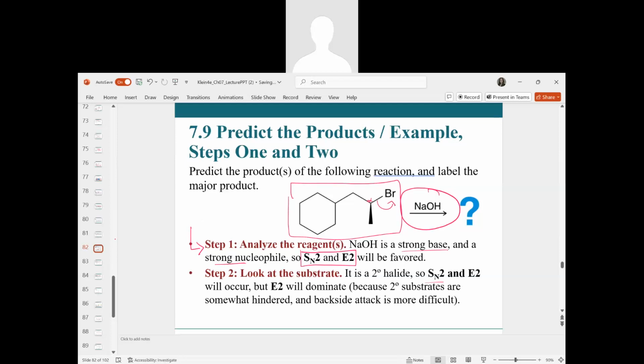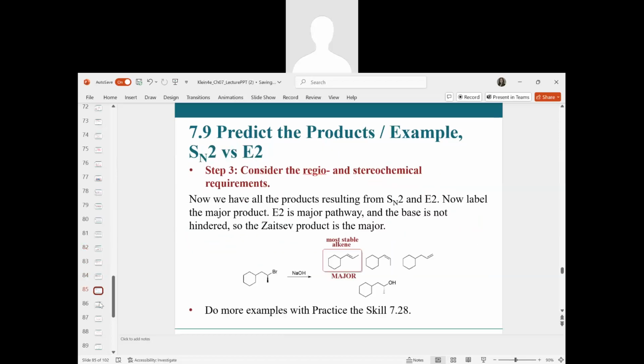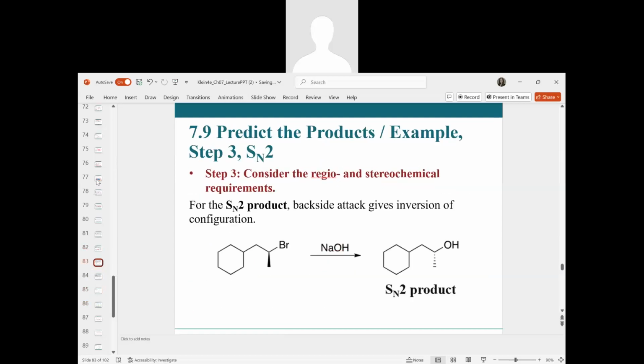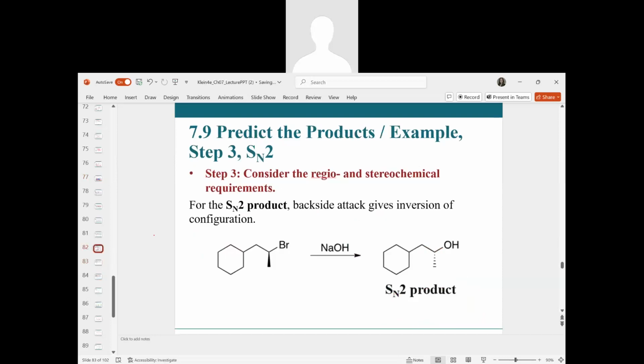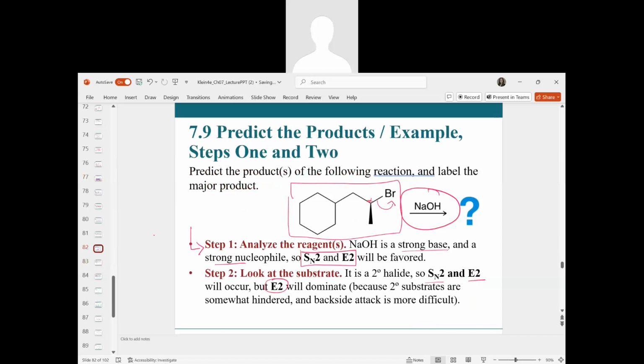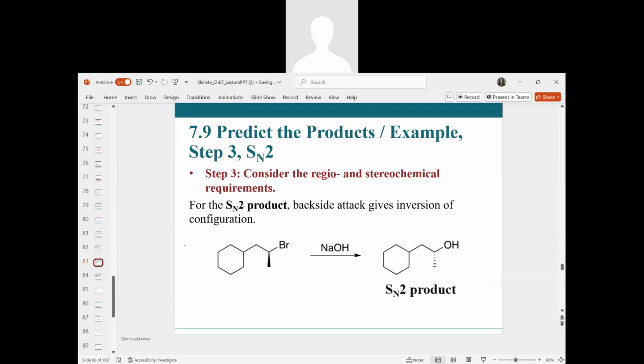So both SN2 and E2 can occur, but looking at a previous image, here it is, we know that we would have domination of one reaction over another with a secondary substrate, right? So E2 is going to dominate over our SN2. So let's go back and look at what products we can predict. Again, we have our SN2 product first, and we know that backside attack will give us the inversion of configuration. So we see here inversion of our methyl group in our alcohol SN2 product.